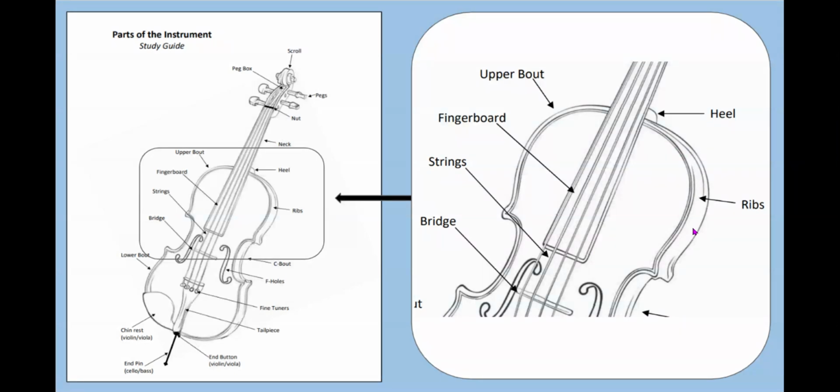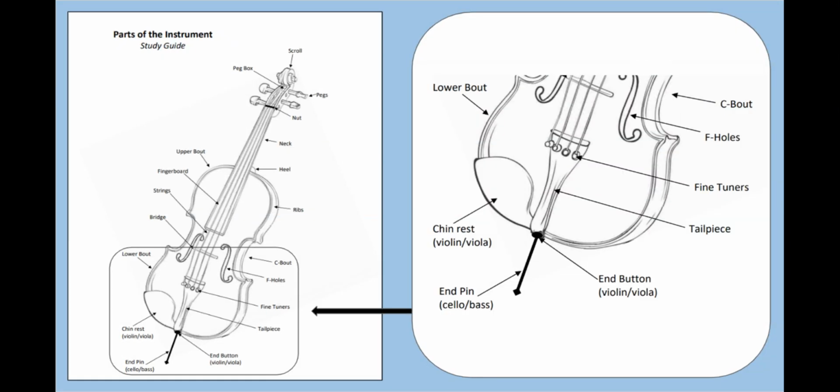Then here, the sides of the instrument are called the ribs. And then this right here is the bridge. It's very similar to the nut. The bridge also holds up the strings, but you'll find it in the lower part of the instrument. So here, now as we look at the bottom, this is the lower bout. As you could tell when we were looking at the middle section, we had the upper bout. Now we have the lower bout.